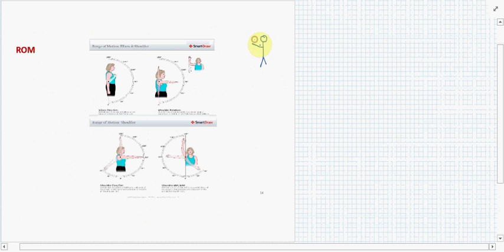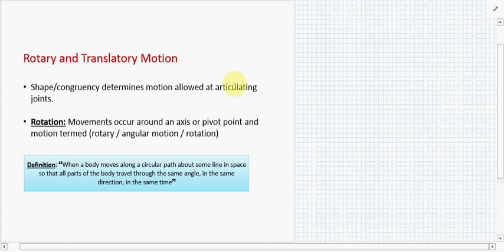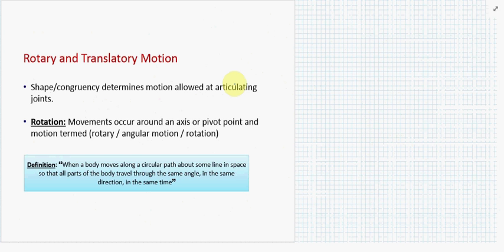Oftentimes, cricketers have this really straight arm action where the ball's coming overhead, and you have these other guys that tend to sling it around the side. But part of that might be structural aspects around the shoulder joint. So digging deeper gives you a lot of insight. Rotatory and translatory motion is also affected by the shape and congruency of the actual joint itself.